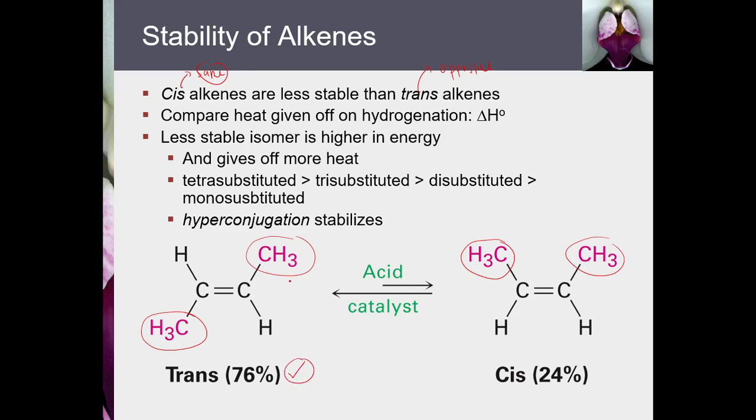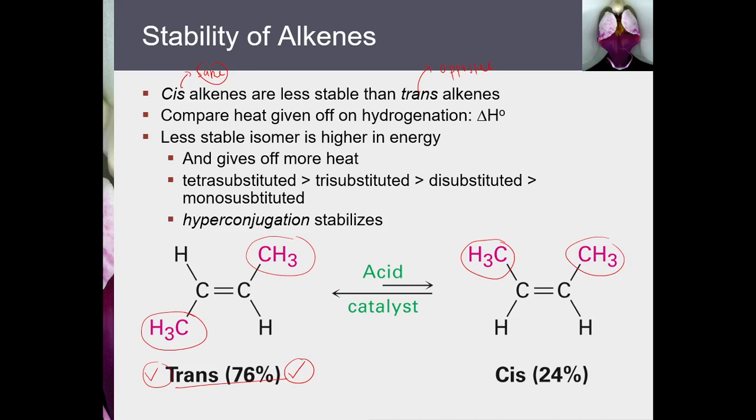Kasi class, yun nga, hindi favored yung mga bulky groups mo dito na magkaharap sila o magkatabi sila. So mas stable sila kapag magkahiwalay sila or they are apart from each other. So that's why if you use the acid catalyst to interconvert your trans to cis isomers, mas favored pa rin yung formation ng inyong trans compound.